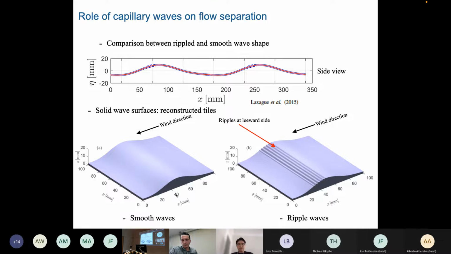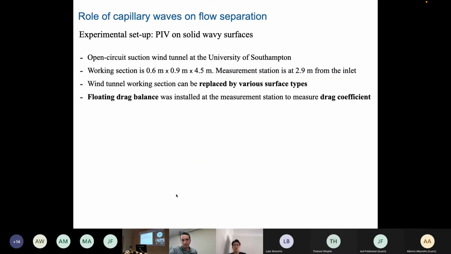All right, so these reconstructed solid surface tiles were manufactured, and the wind tunnel experiment was conducted at the University of Southampton as part of a collaboration. This wind tunnel has a working section of 4.5 meters length, and the unique feature of this wind tunnel was that the working section can be covered by various surface roughness types, in this case solid wave surfaces. Also, this facility was equipped with a floating drag balance, which is a benefit for us, so that we can get a direct measurement of the drag coefficient for different surface types.